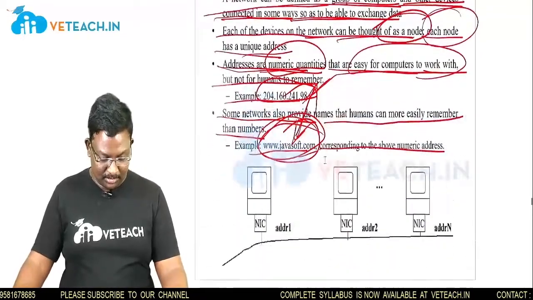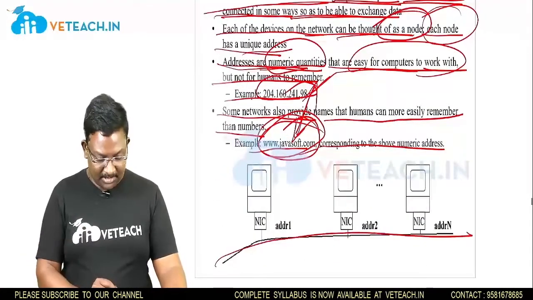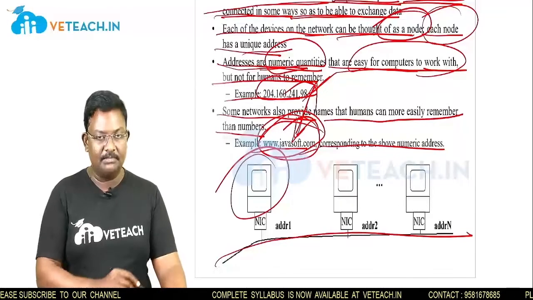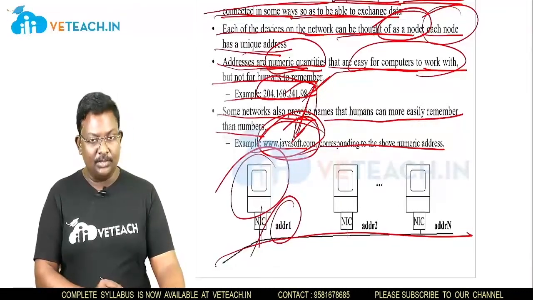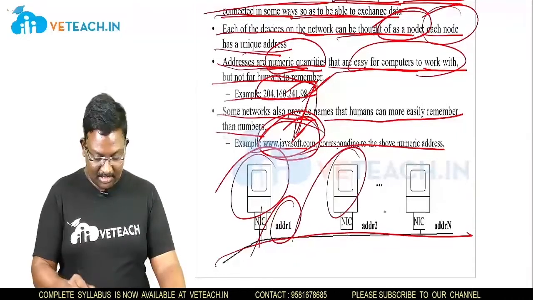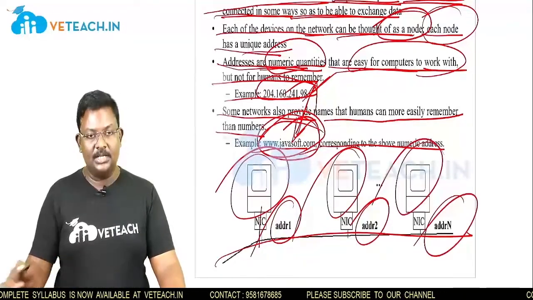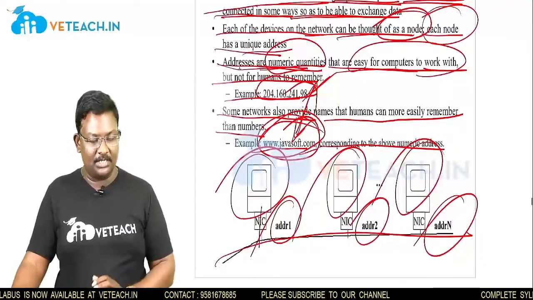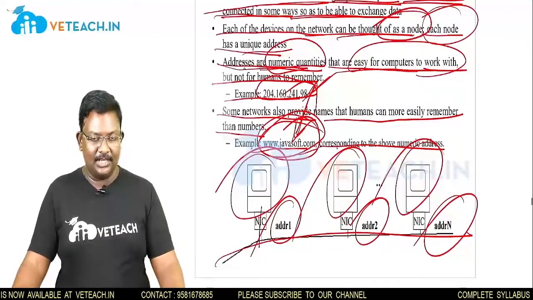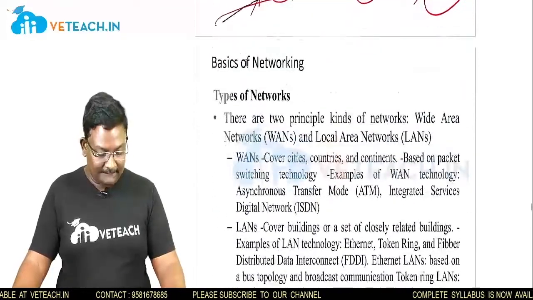Here we have shown a diagrammatic representation where one computer is connected and has a unique address 1, this is another computer with another unique address, and this is another computer with address n. So, n devices are connected, having n unique addresses. Each device is called a node here.